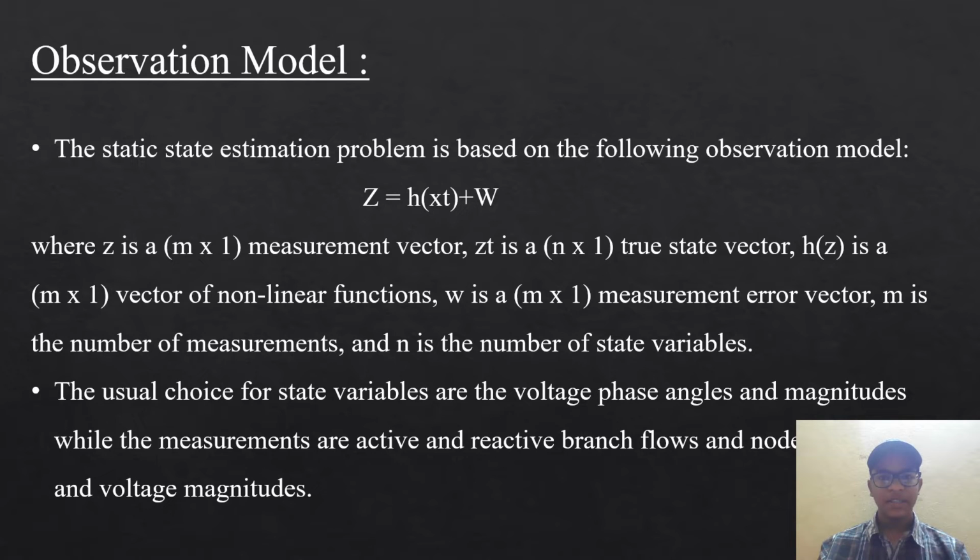z = h(x_t) + ω, where z is an m×1 measurement vector, x_t is an n×1 true state vector, h(x) is an m×1 vector of non-linear functions, ω is an m×1 measurement error vector, m is the number of measurements and n is the number of state variables. The usual choice of state variables are voltage phase angles and magnitudes, while the measurements are active and reactive branch flows, node injections and voltage magnitudes.